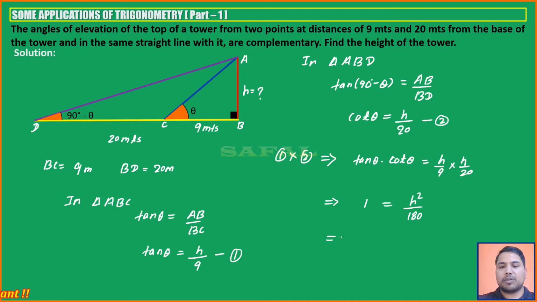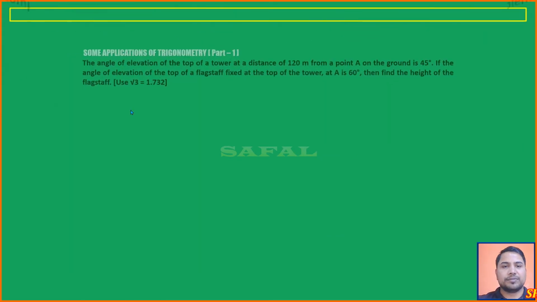So from here I can get h square equals 180, or h equals square root of 180, which is basically 6 root 5, because 180 I can write as 36 into 5. The square root of 36 is 6, so 6 root 5 meter. So the height of the tower is 6 root 5 meter. It was a nice question. So let's take up the next one.